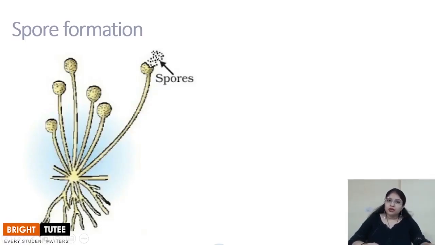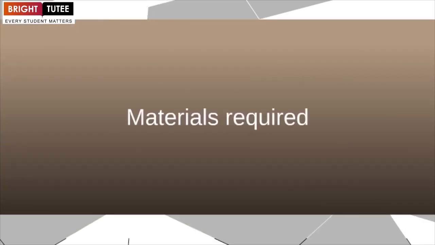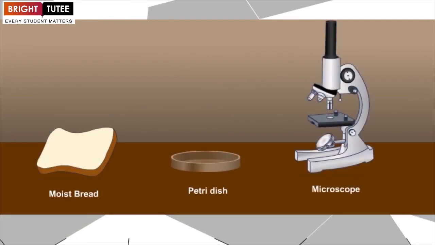Now, you've already learned in chapter 1 that fungi grow on a bread piece when the bread piece is kept out in a warm and humid environment. To show the growth of fungi. Materials required: moist bread, petri dish, microscope.